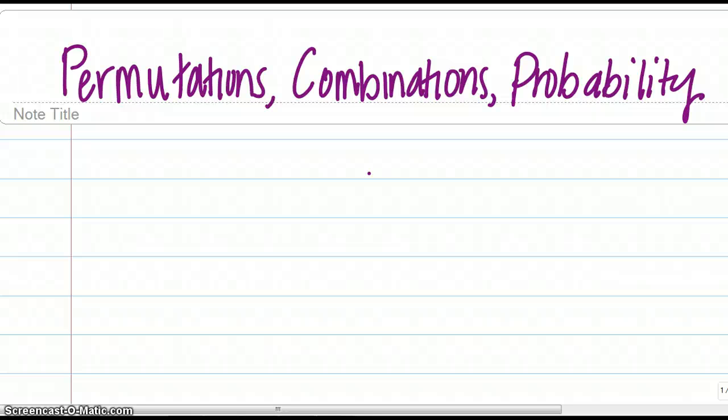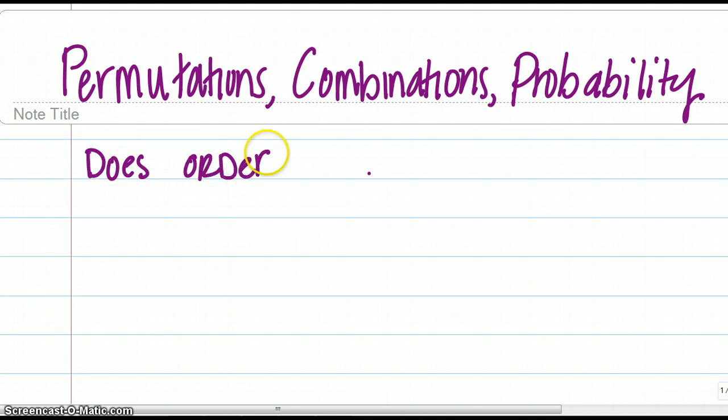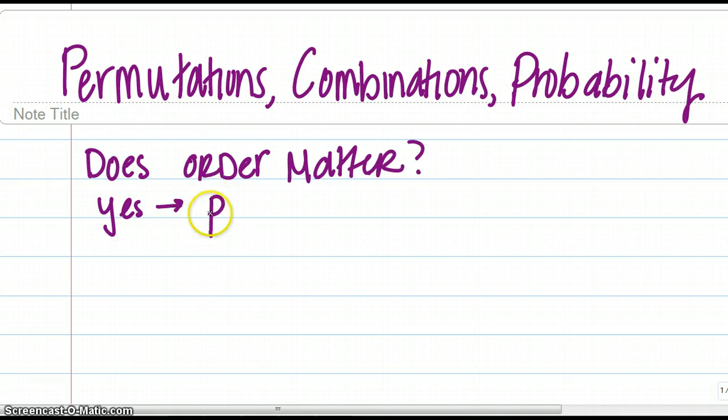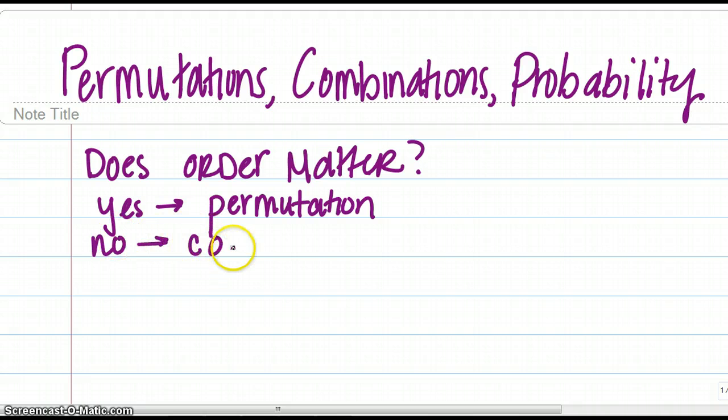All right, let's go through a couple examples so we can get you guys ready for our Chapter 12 test. The main thing in any of these problems that you want to ask yourself is, does order matter? Do we care? If you answer yes, then you're going to have a permutation somewhere in your problem. If it is no, then it's going to be a combination.